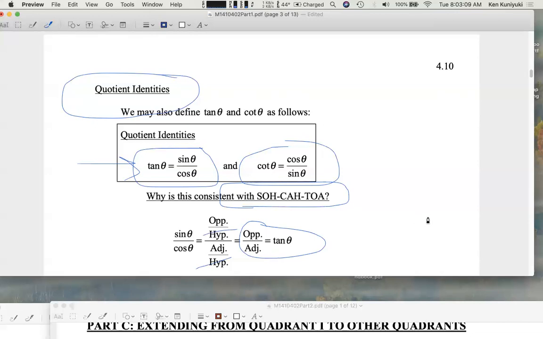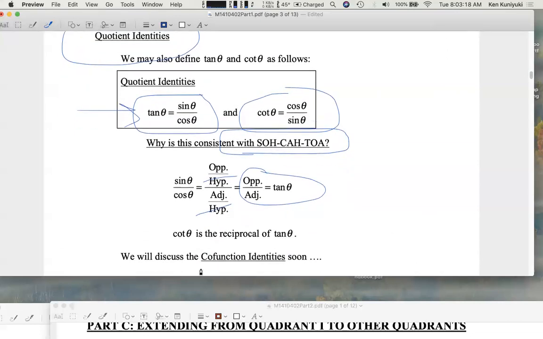So the reciprocal identities and the quotient identities make up our first two blocks of trig identities. Our third block will be the cofunction identities, which we'll discuss soon enough. And then later on, we'll have the Pythagorean and even odd identities.